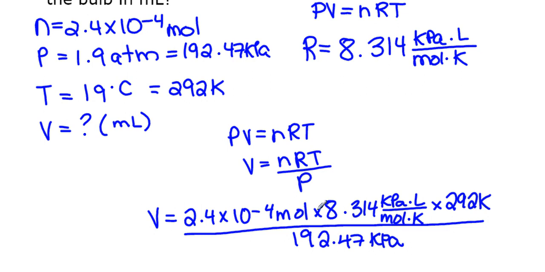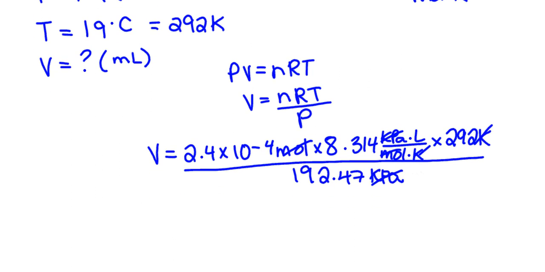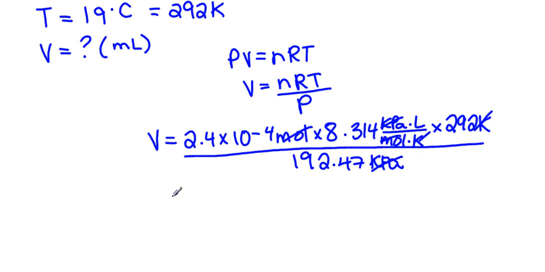So moles in the numerator, moles in the denominator, that will cancel. Then we've got kilopascals in the numerator and in the denominator. And then Kelvin numerator, Kelvin denominator, and the only units I'm left with are liters. So that worked out. So now that I go to calculate my volume, I'm going to plug everything in my calculator, and my answer, remember, will be in liters.